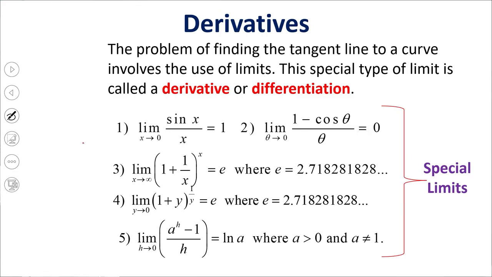The limit of sine of x over x as x approaches 0 is 1. The second special limit is the limit of 1 minus cosine of theta over theta as theta approaches 0, which is 0. And the third special limit is the limit of 1 plus 1 over x, the whole to the power of x, as x approaches infinity, which is e, where e is the base of the natural logarithm.